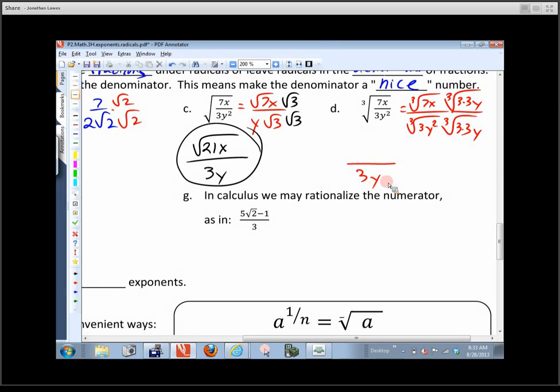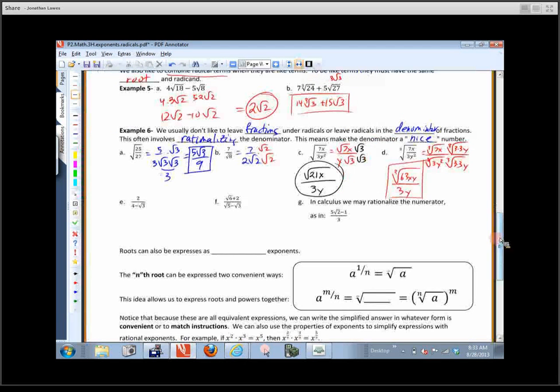And look, we've made the denominator, we've rationalized it, we've made it a nice number. I'd much rather work with 3y in the denominator rather than cube root of 3y squared. Okay, and then the numerator, let's just figure out what this is. It's still a cube root. Make sure you get the index right. This is going to be a 63xy. Looks ugly, but that is the simplified answer. Okay, any questions?